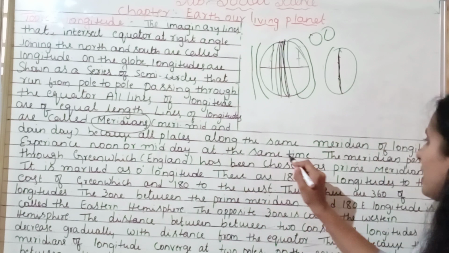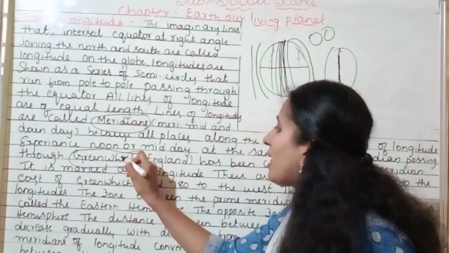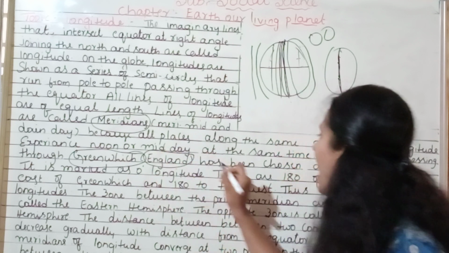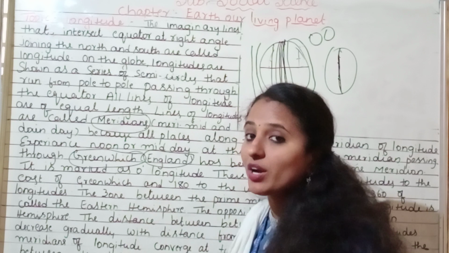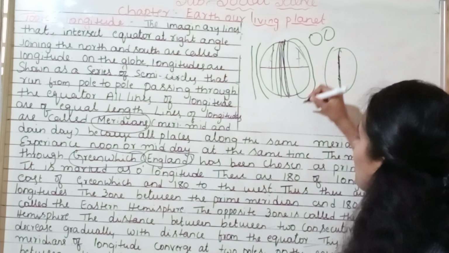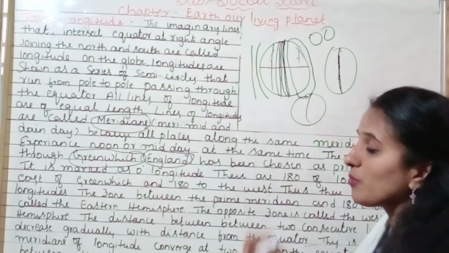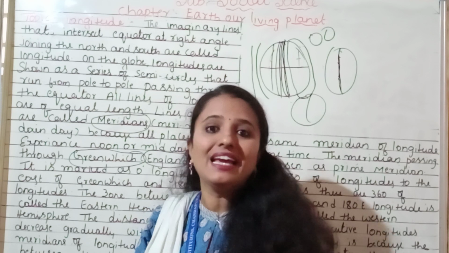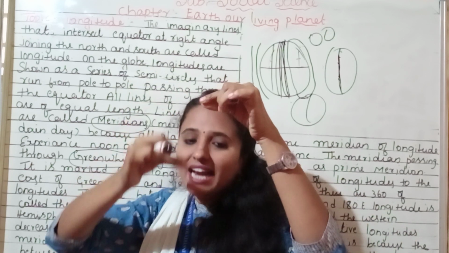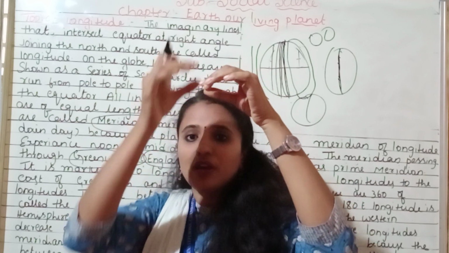Noon or the midday at the day side. The meridian passing through Greenwich in England has been chosen as the prime meridian. What is the prime meridian? The place called Greenwich near England. You know that England was ruling almost all the European countries, means it ruled the world. They considered their Greenwich as the main prime meridian.